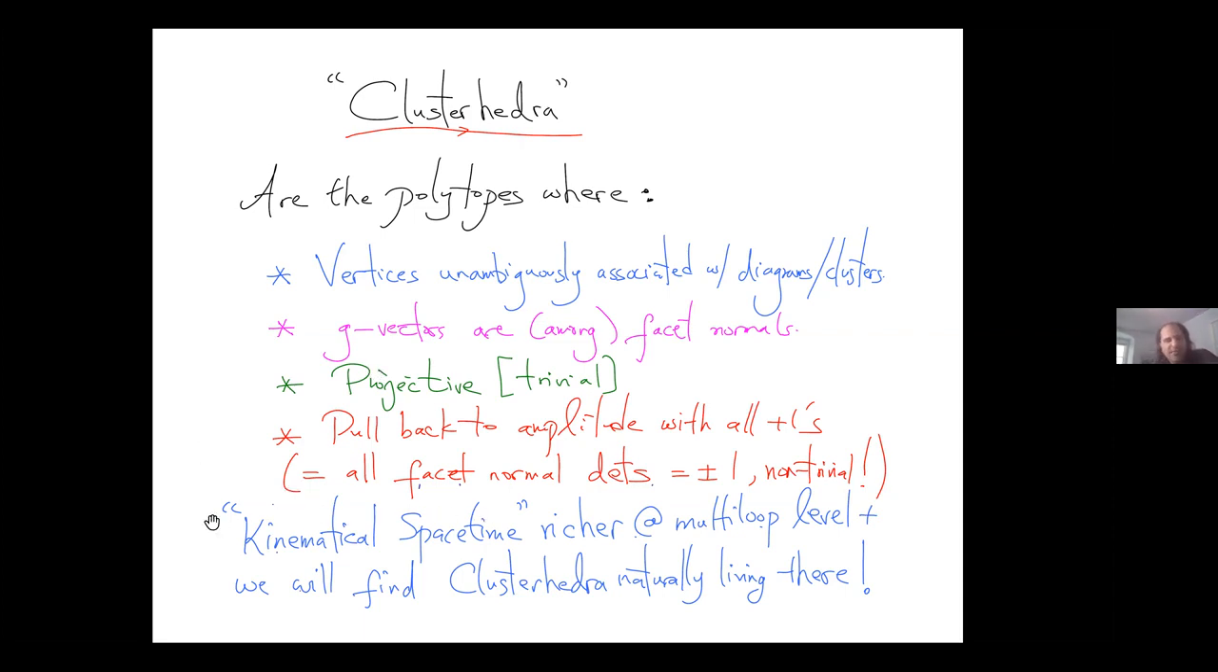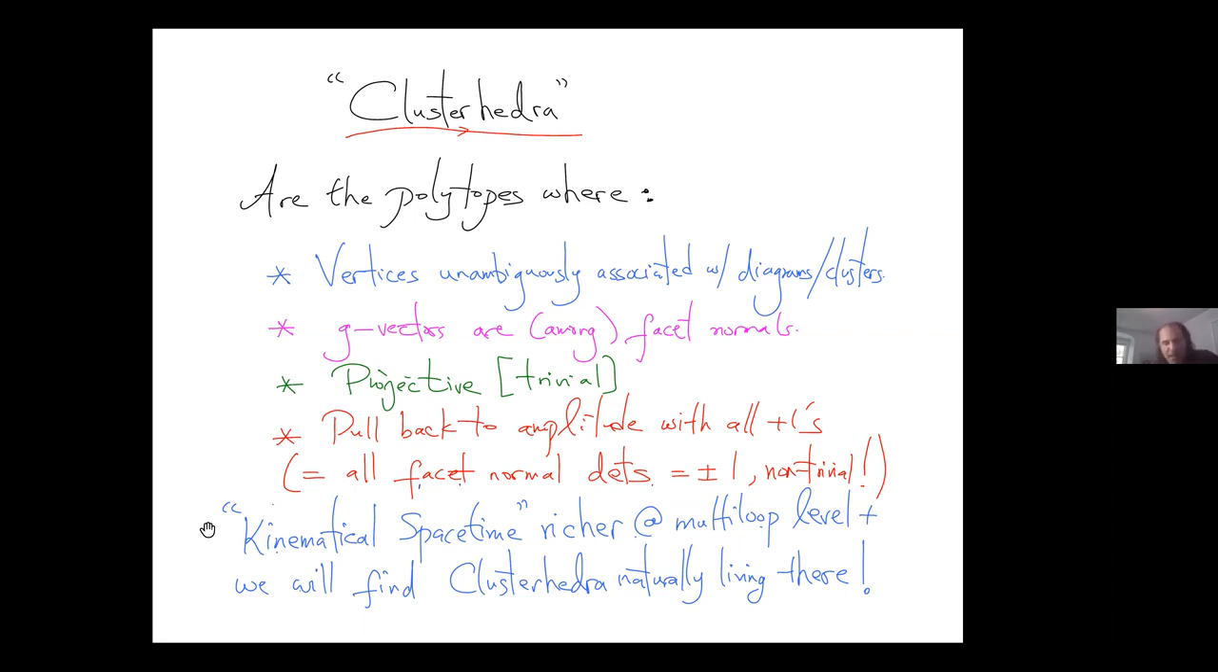Now, what it turns out, and this is, of course, ubiquitous in this entire business, is we're not inventing anything. We can't do anything by our own ingenuity or imagination. Things either exist or they don't. And in this case, it all turns out that as we go beyond one loop, the kinematical space-time becomes richer.